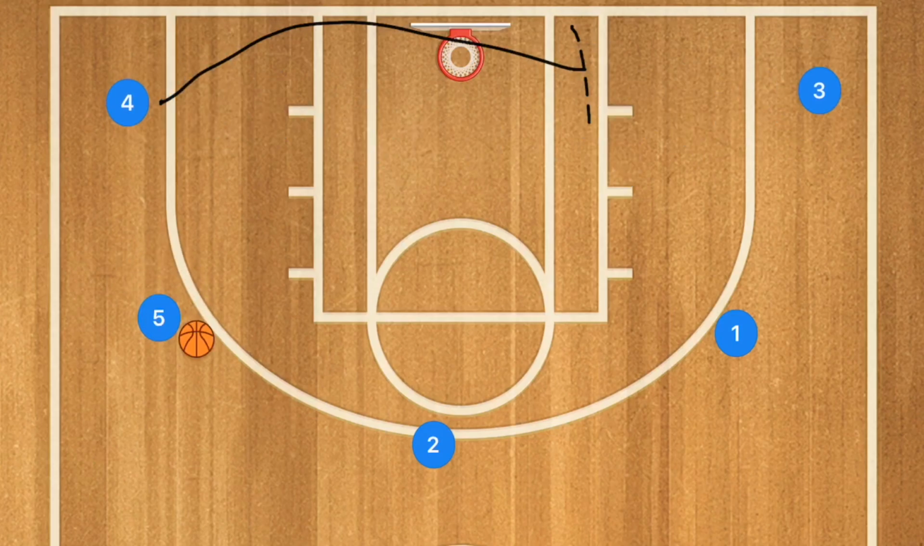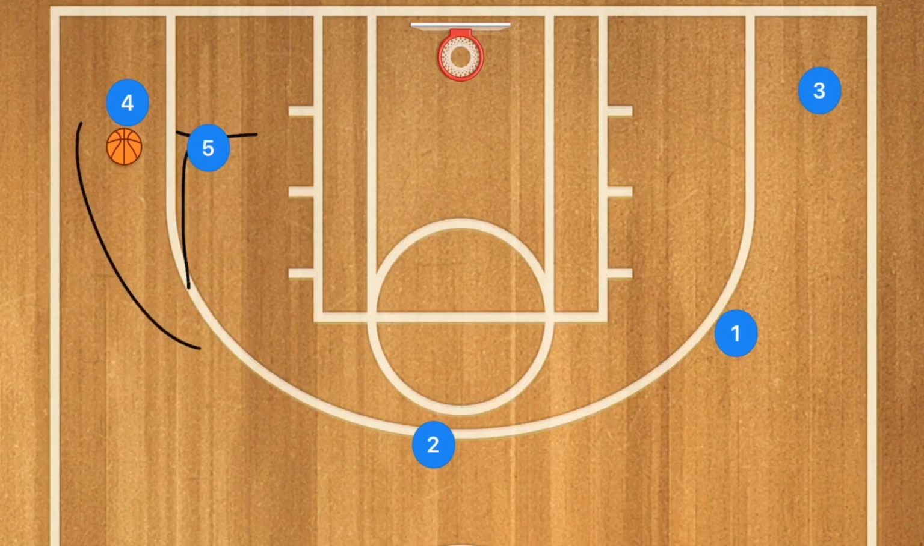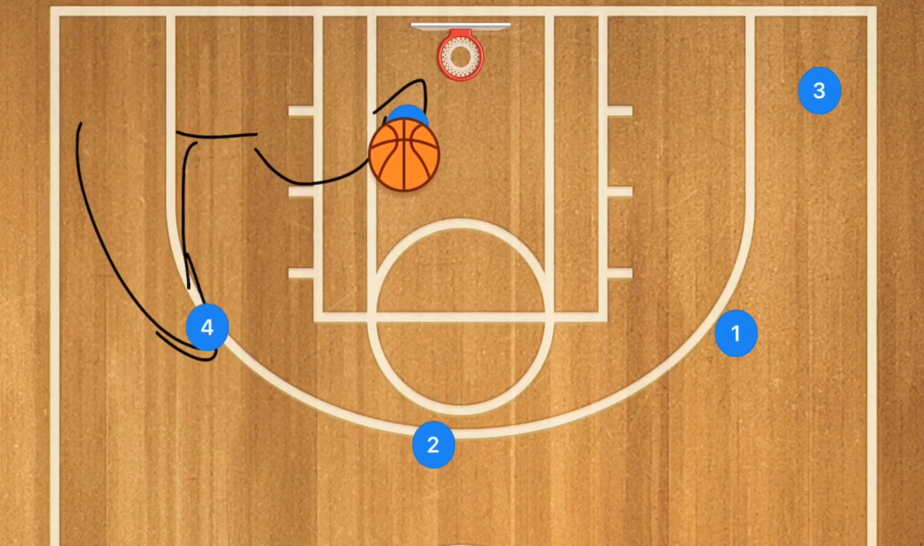There's also the option for pass and screen 4. So for example, if player 5 passed to player 4, he could then screen for player 4. Player 4 then uses that screen, player 5 rolls towards the rim, and of course this could be an open layup for player 5.